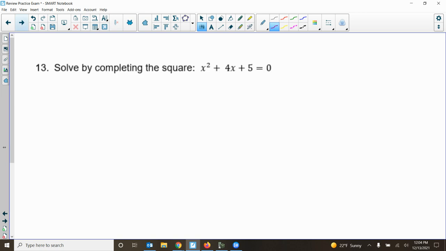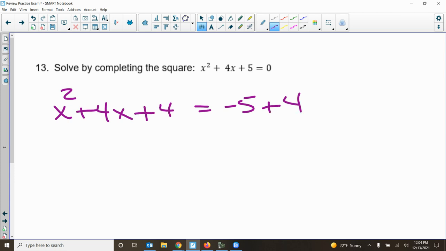13. Solve by completing the square. This is when we bring the positive 5 over as negative 5, and this is the cut in half and square business. Okay, what's half of 4? Squared is 4. So I'm going to add 4 to both sides. Notice the solutions here are going to be complex because the right-hand side is going to be negative.